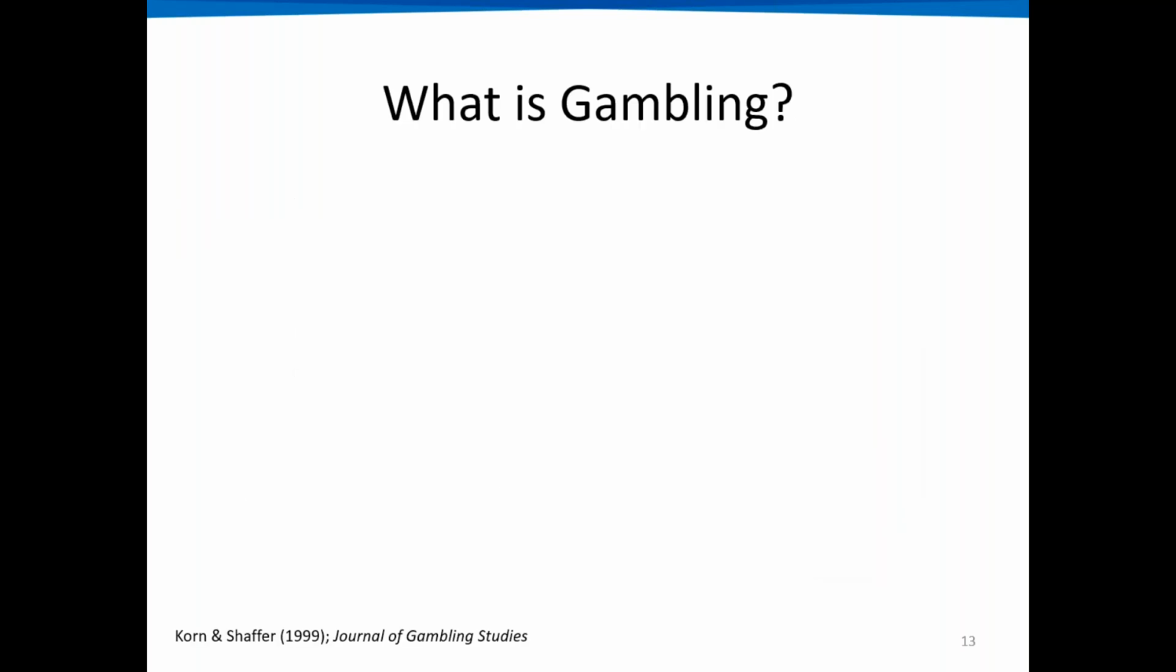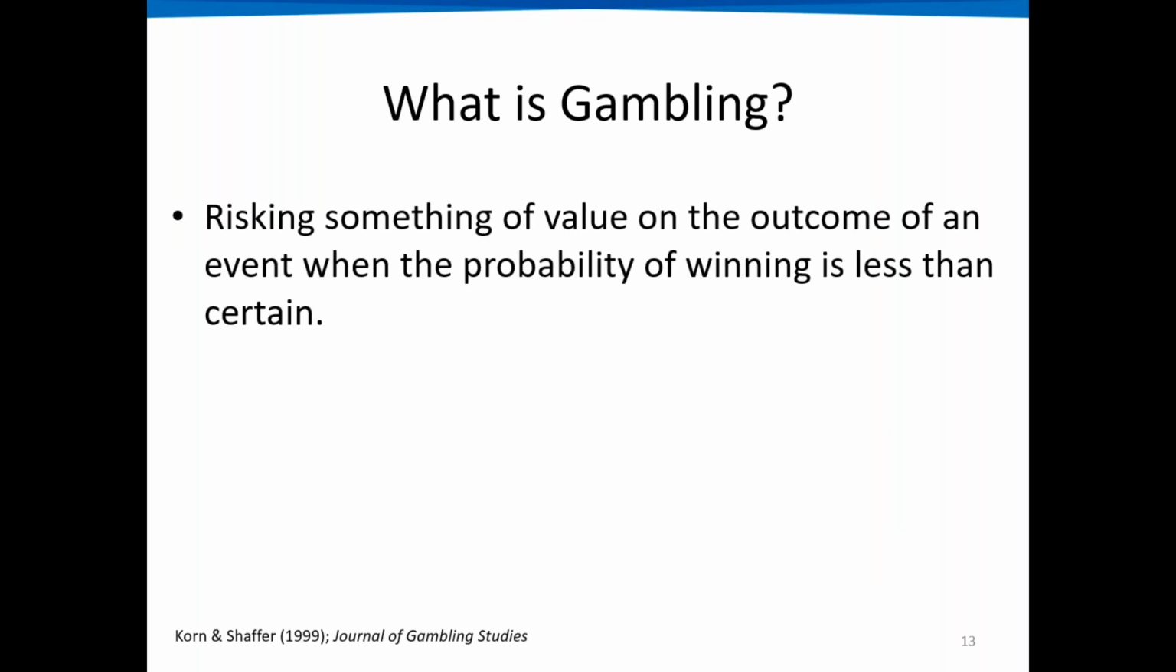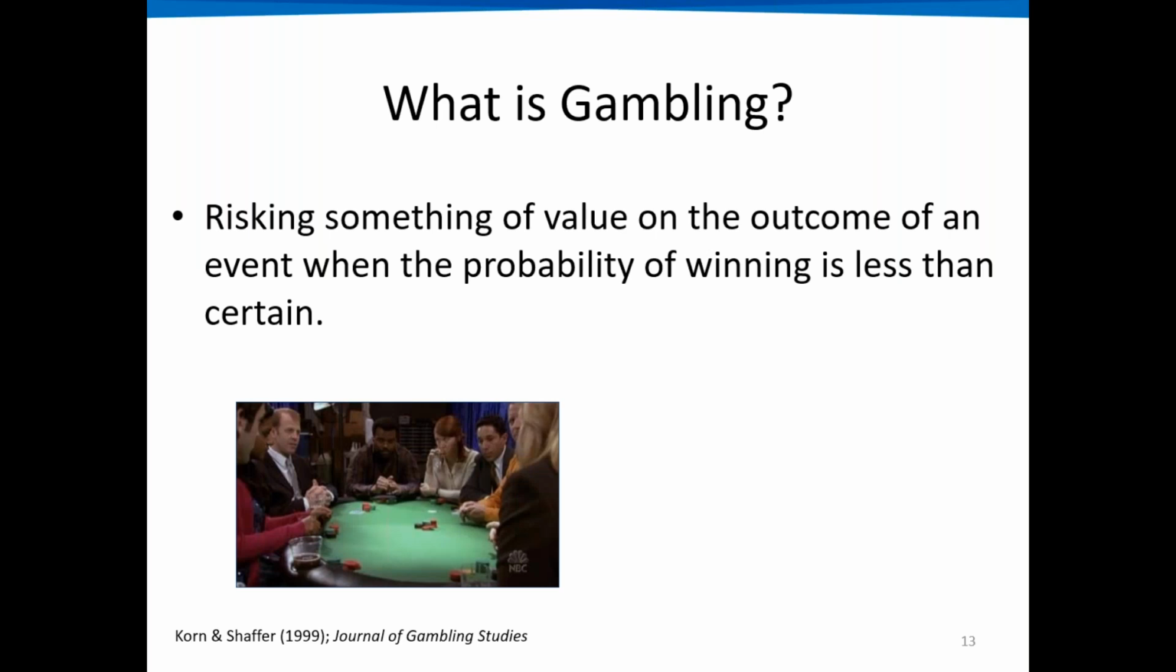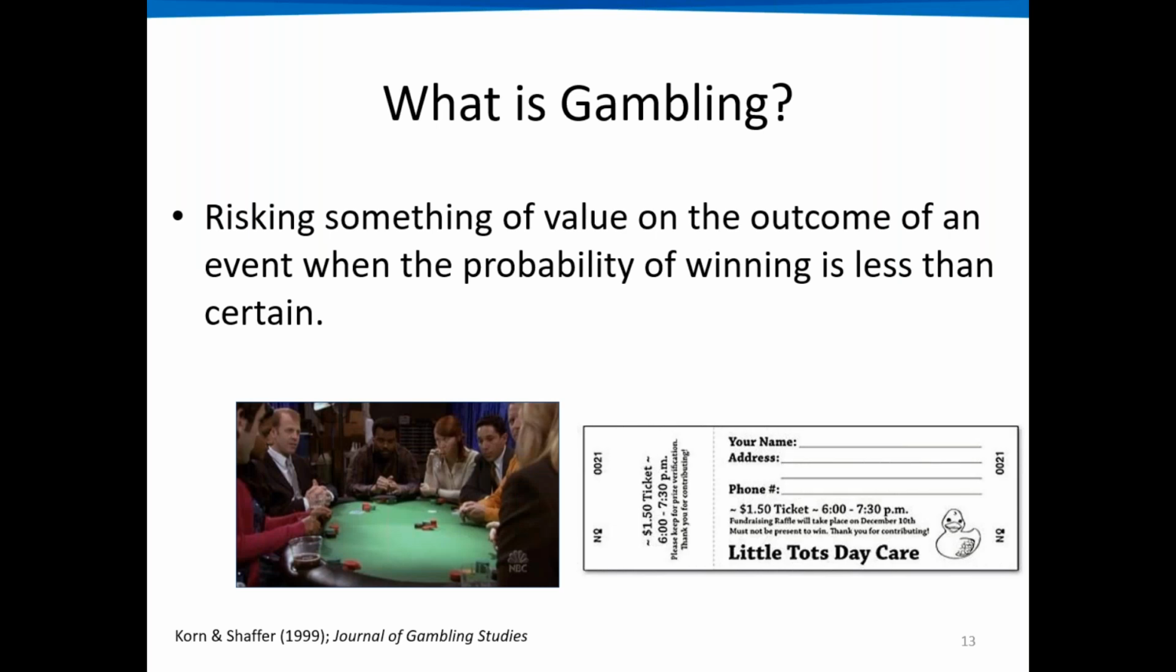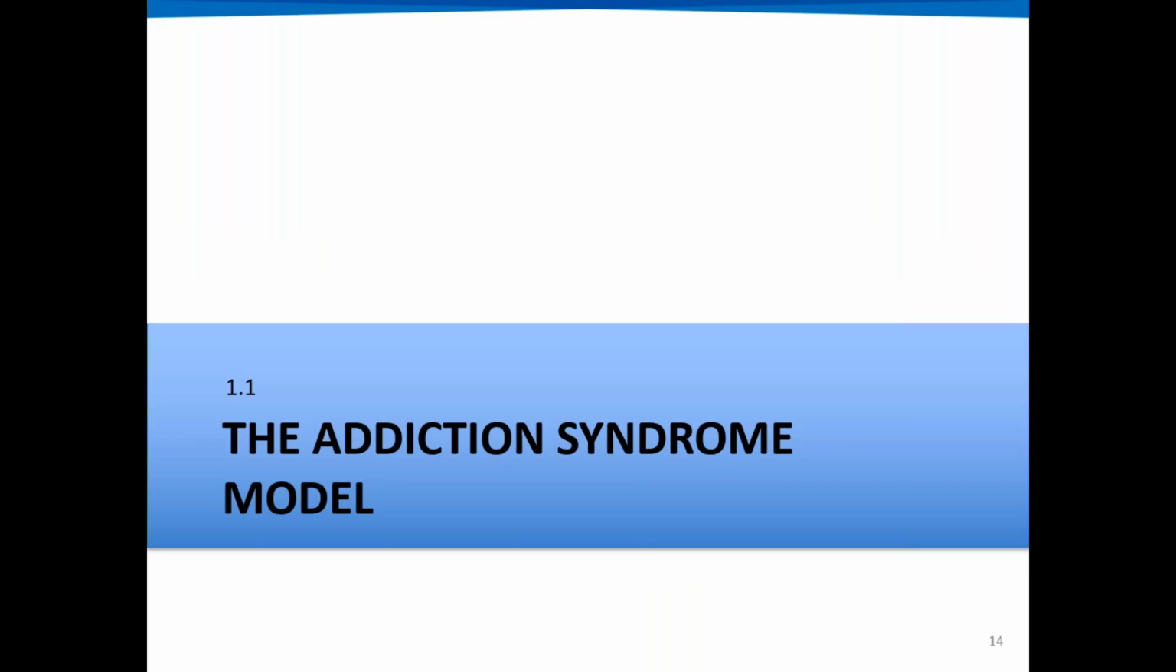Before describing the syndrome model, I'll take just a minute to tell you more about gambling and provide a formal definition. In 1999, David Korn and Howard Schaefer defined gambling as risking something of value on the outcome of an event when the probability of winning is less than certain. Now, many people hold an overly narrow view of gambling. They don't think of certain kinds of gambling, like a charity casino night or charity raffle, as gambling, when in fact they are, because the person is risking something of value on an outcome when the probability of winning is less than certain. And this again goes back to the point I made earlier, that the way that government regulates gambling can influence our perception of risk and danger. So now on to the syndrome model of addiction.